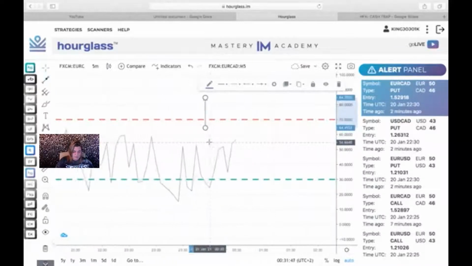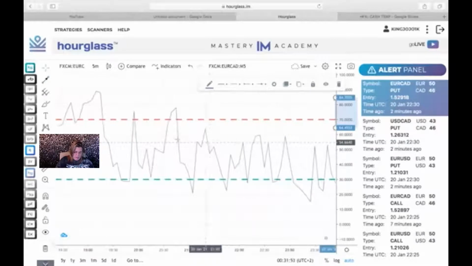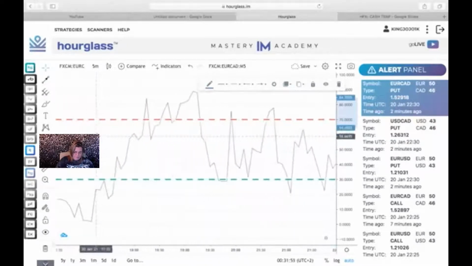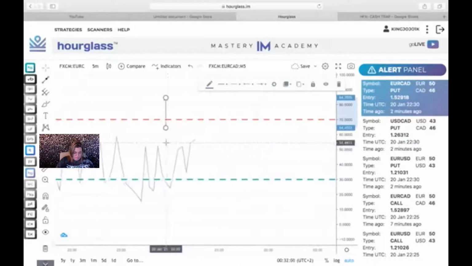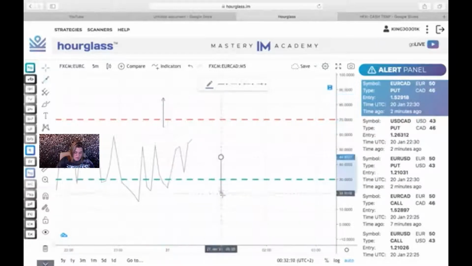If I look to the left, look how everything is towards the middle. Everything is towards the middle. Anything that is overbought always comes back down to the 50. So I'm gonna repeat it. Anything overbought is above 70. Anything oversold is below 30.